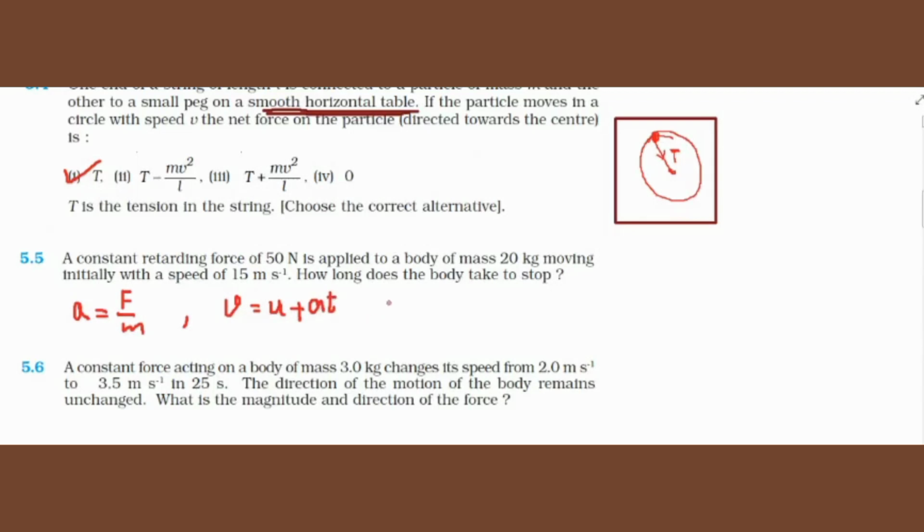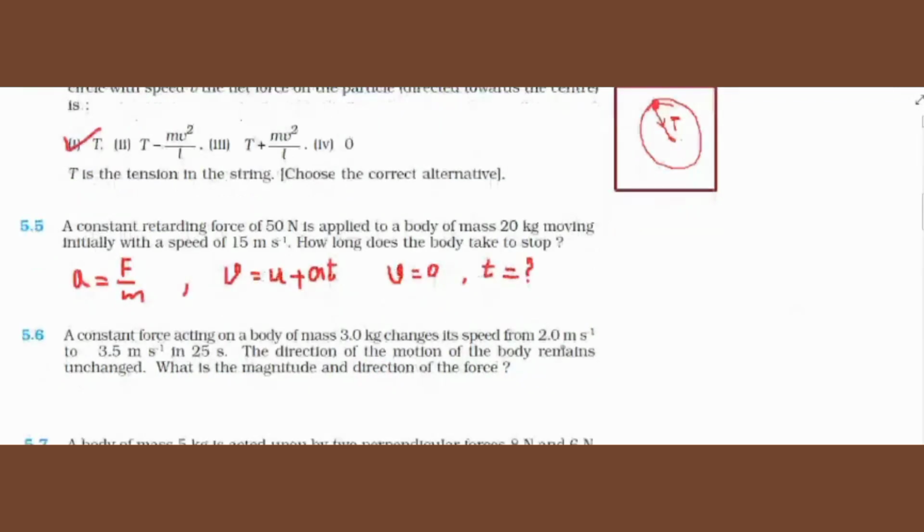You want to stop it, so V is equal to C. Substitute the values and find the value of T. You will get the answer. Now, question 6.